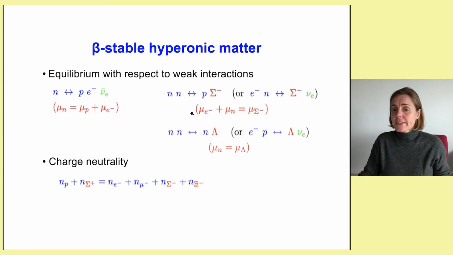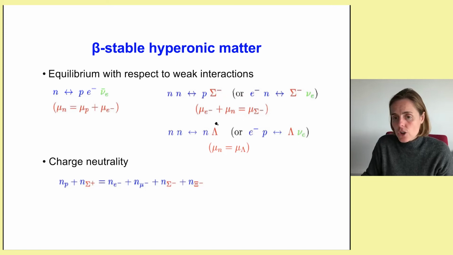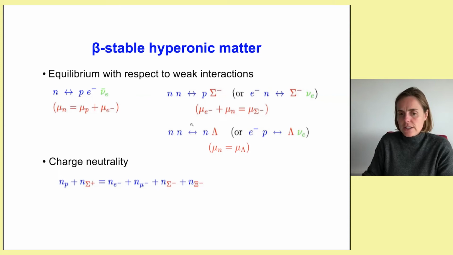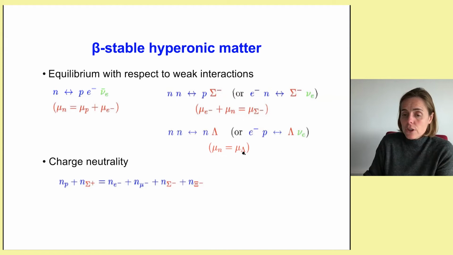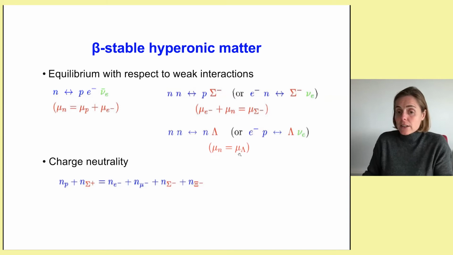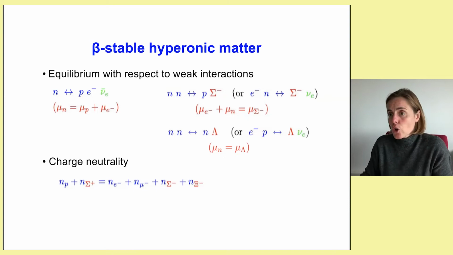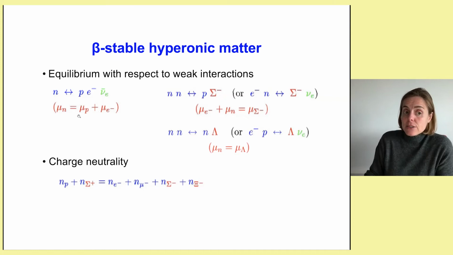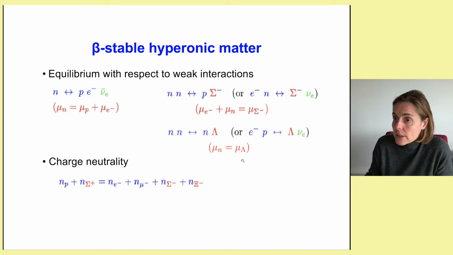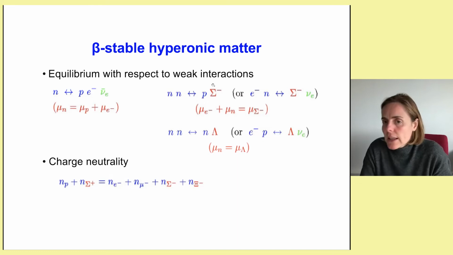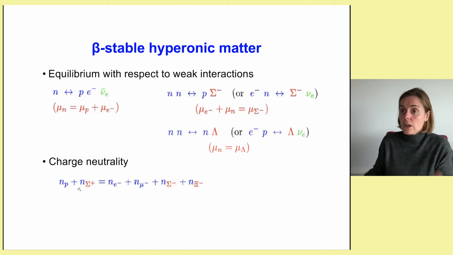For lambda, since it's not charged, you see that actually I don't need an electron chemical potential. So these kinds of reactions are understood in terms of the chemical potential of the neutron being equal to the chemical potential of the lambda. These are reactions that at first sight you would think are not so favored energetically as compared to this one. But it might happen that, because of the growth of the chemical potential of the neutron with density, it's more beneficial to have sigma minuses or to have lambdas. Of course, these are the reactions for equilibrium with respect to weak interactions. Of course, we also have the charge neutrality. So again, now we also have to take into account that the whole thing has to be charge neutral.